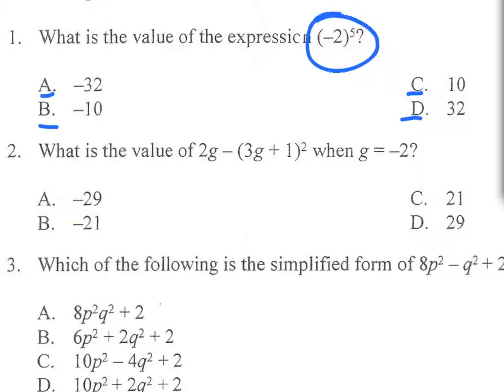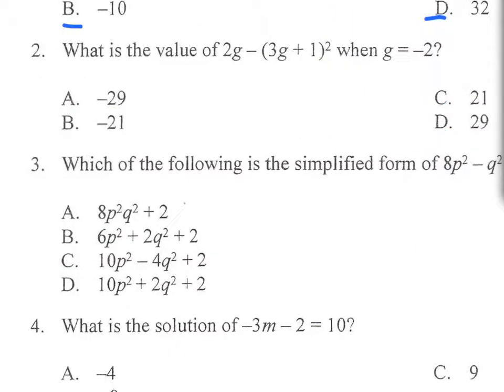Again, if you want to hit pause after each question when I read it, that way you won't get behind or have to back it up. Number 2, what is the value of this expression when you plug in negative 2 for g? So just plug it in and work it out. Be real careful. Make sure you use the parentheses on your calculator. Do you get A, negative 29, B, negative 21, C, 21, or D, 29?